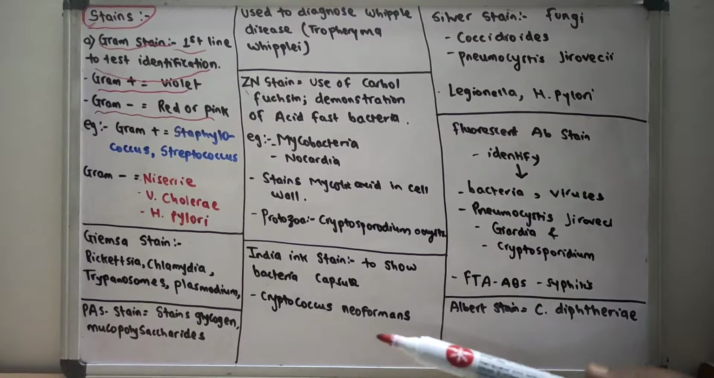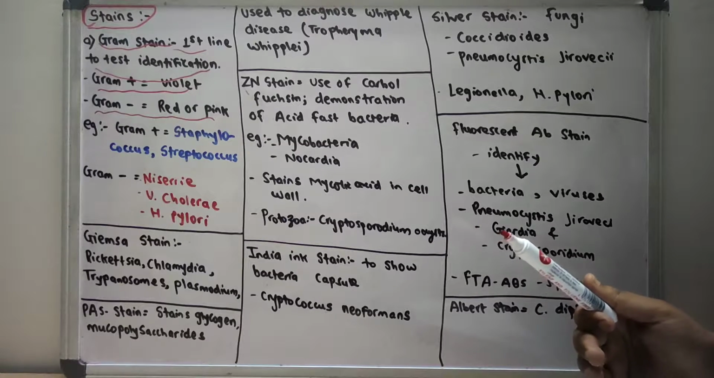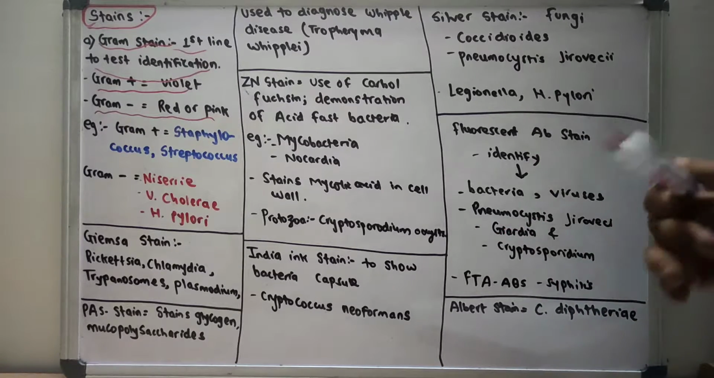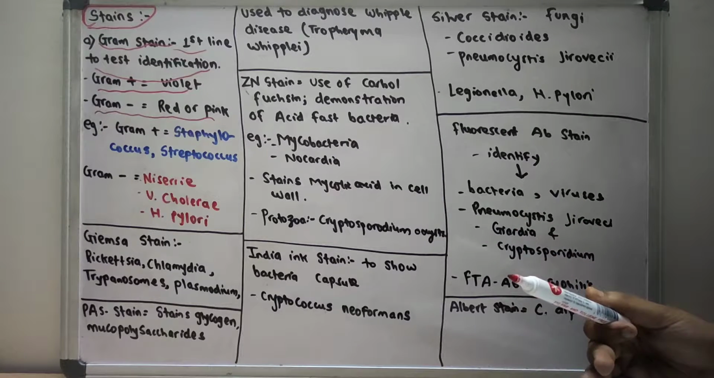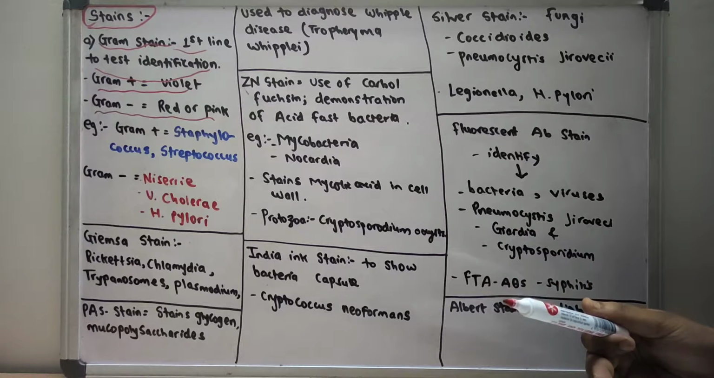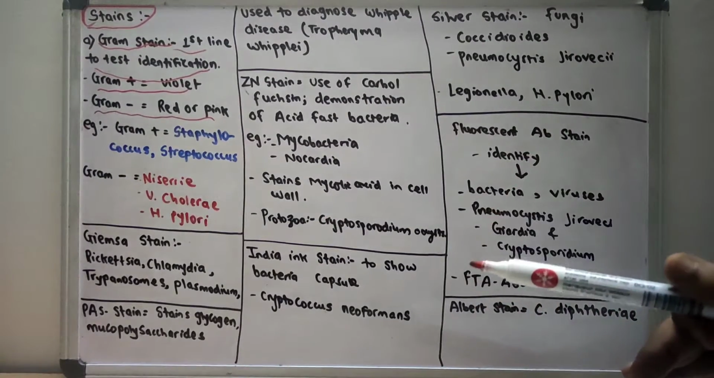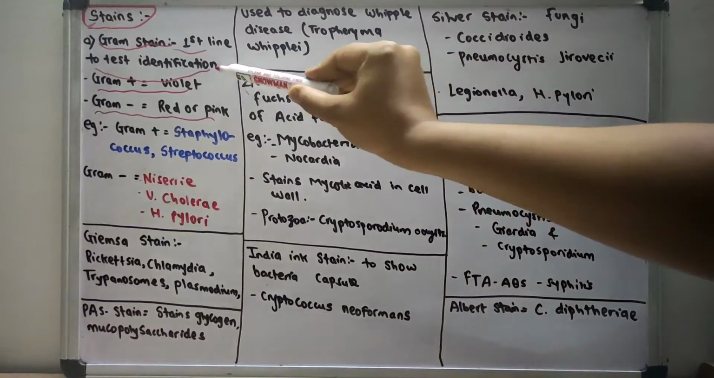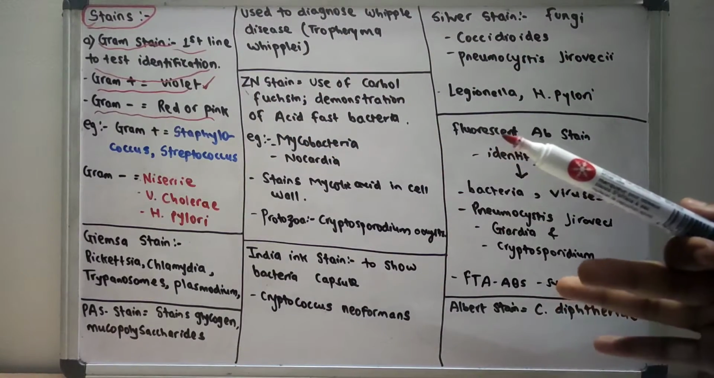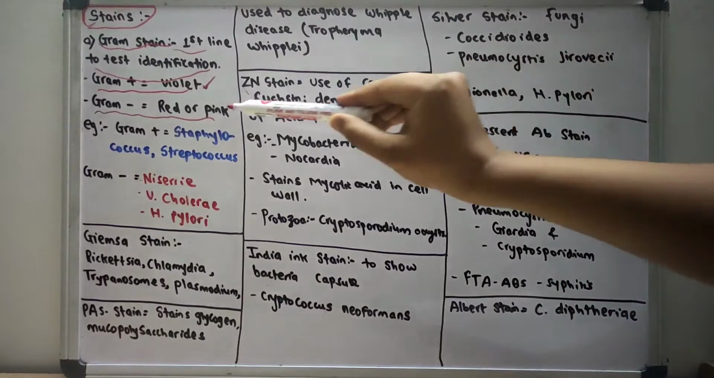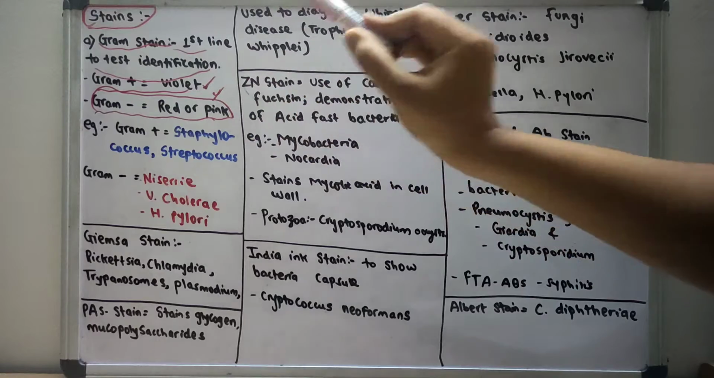I want to describe briefly about the Gram stain. We do the primary stain by the crystal violet, which gives the violet color, and we do the counter stain by the carbol fuchsin or safranin. So the bacteria which retain the primary dye, which is the crystal violet, are the gram positive bacteria, and the bacteria which retain the counter stain and appear pink or red are gram negative bacteria.